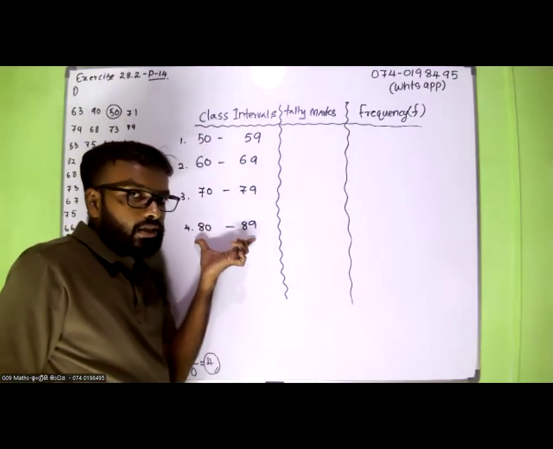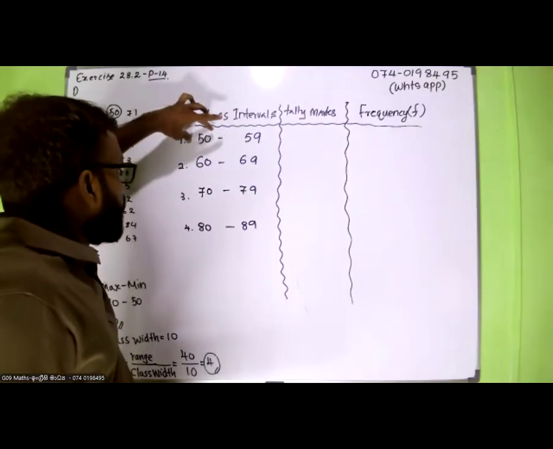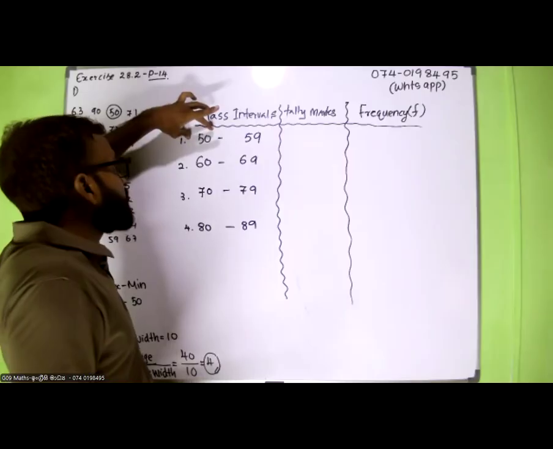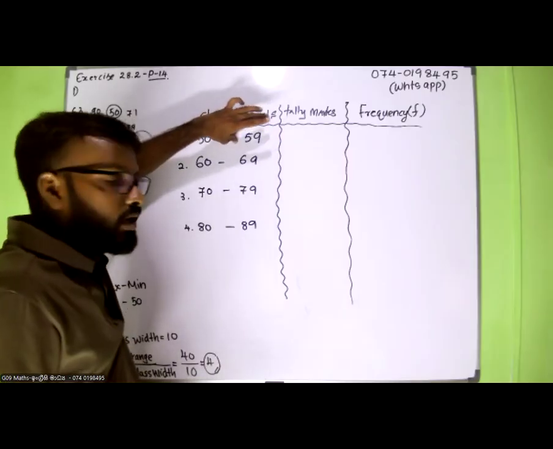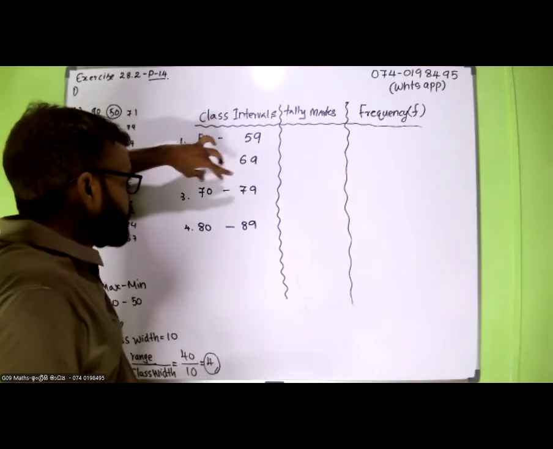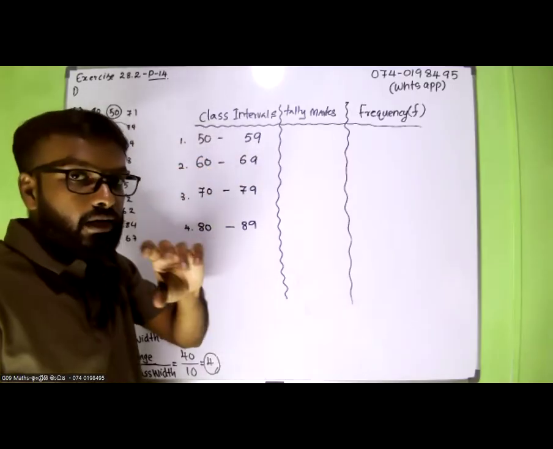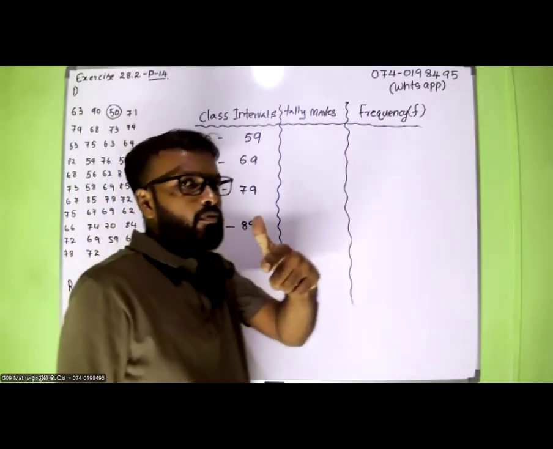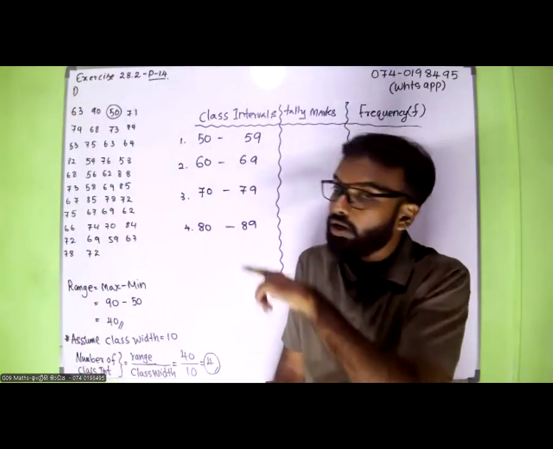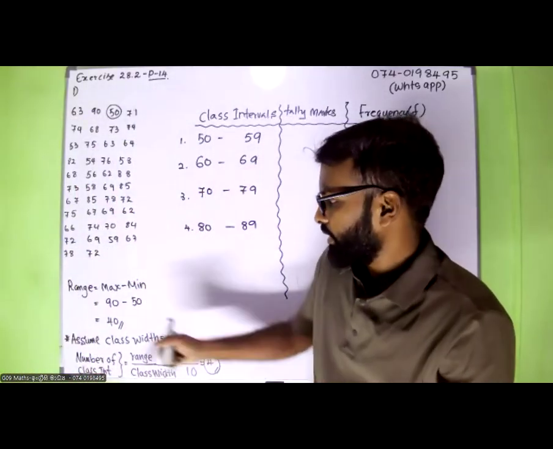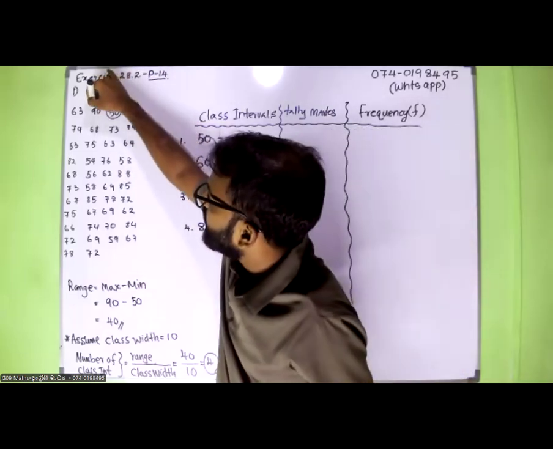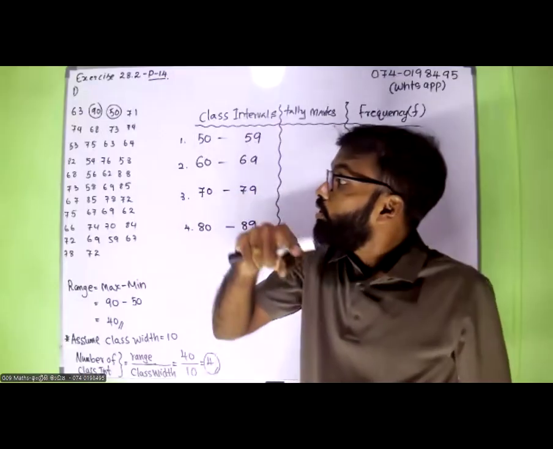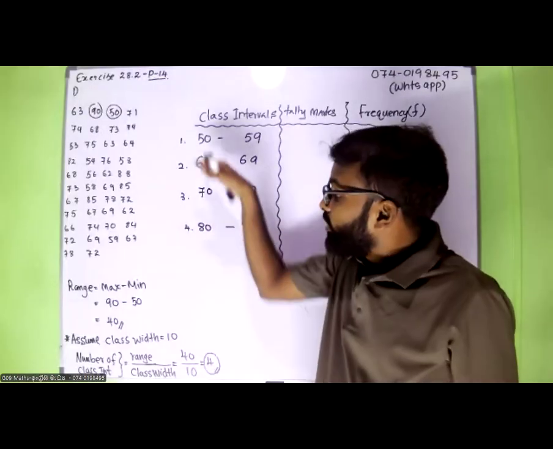Now think something like this. You have 4 class intervals, 1, 2, 3, 4. The first class interval is 50 to 59, then 60 to 69, 70 to 79, 80 to 89. Now, can you see what is the maximum value of the data set? The maximum value here is 90. Now you are going to put 90 into which class interval?